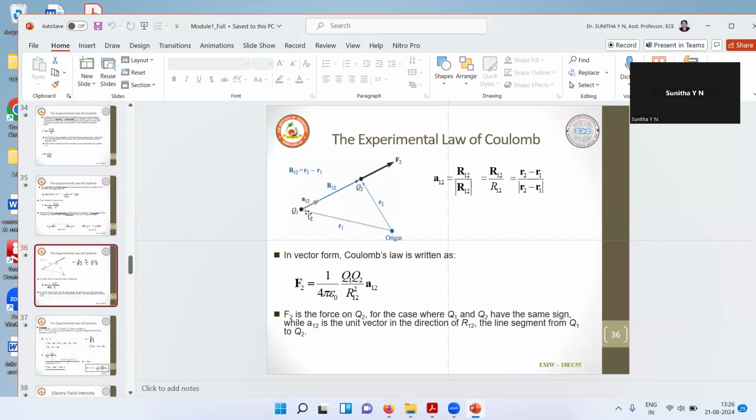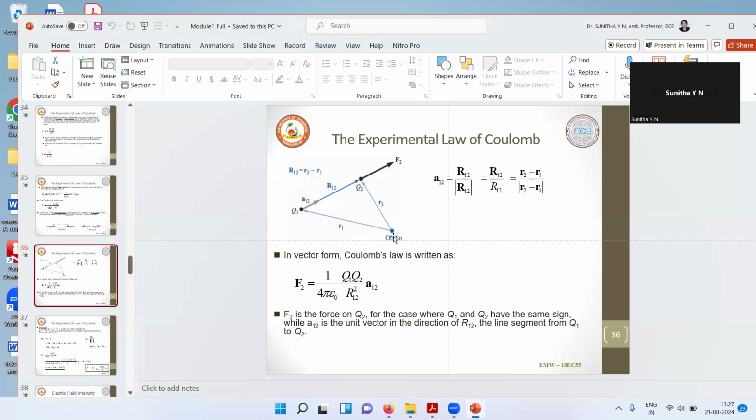We now have a situation where Q1 and Q2 are situated like this, at distances R1 and R2 respectively from the origin, as shown in the figure. If I join Q1 and Q2, I get a vector R12, and its modulus is the length we see here. Similarly, joining the origin to Q1 gives a vector R1. Again, its modulus is the length we have here.